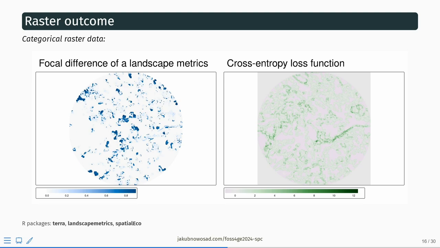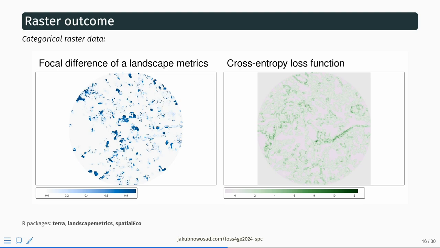For categorical rasters, we can do something similar. You can see that on the left. We can calculate some landscape metric for the first moment in time. We can calculate that in a moving window for the second moment in time, and then we can calculate the difference, and we can see which areas changed in terms of this metric. This is very important because you need to decide the metric. You need to decide what properties of the landscape you are interested in, or the change in the property, and then you can calculate that.